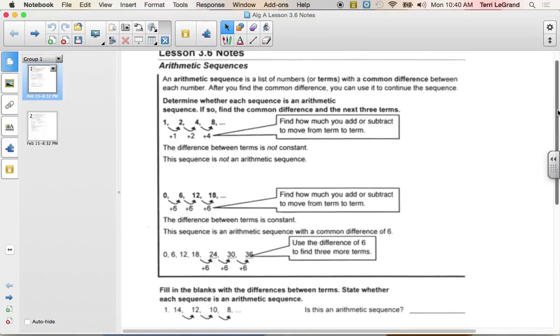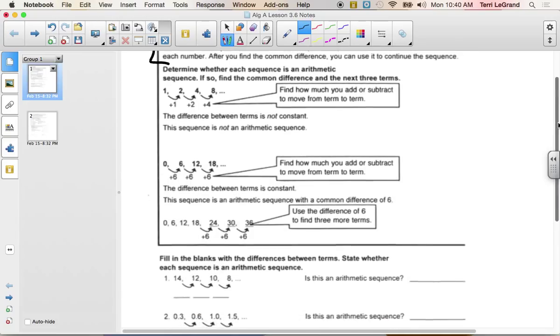An arithmetic sequence, let's look up here at the top. An arithmetic sequence is a list of numbers. We'll also call them terms. So you have this list of numbers, with another name for that. Instead of calling them a number, I'll say term, with a common difference between each number. In other words, there should be a constant going on. After you find the common difference, you can use it to continue the sequence.